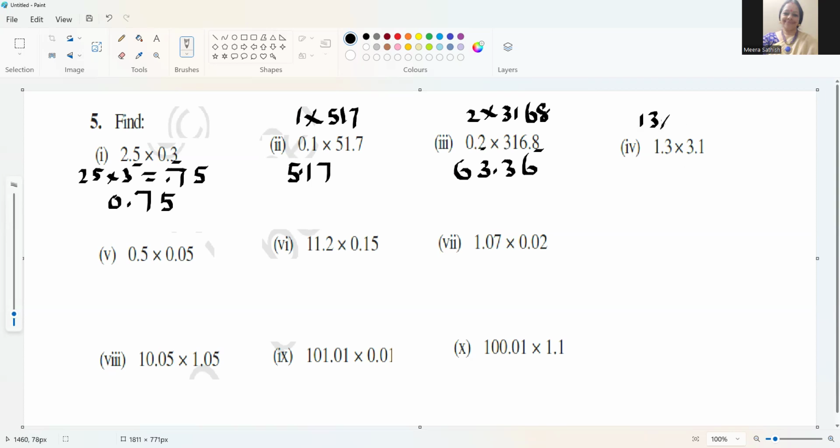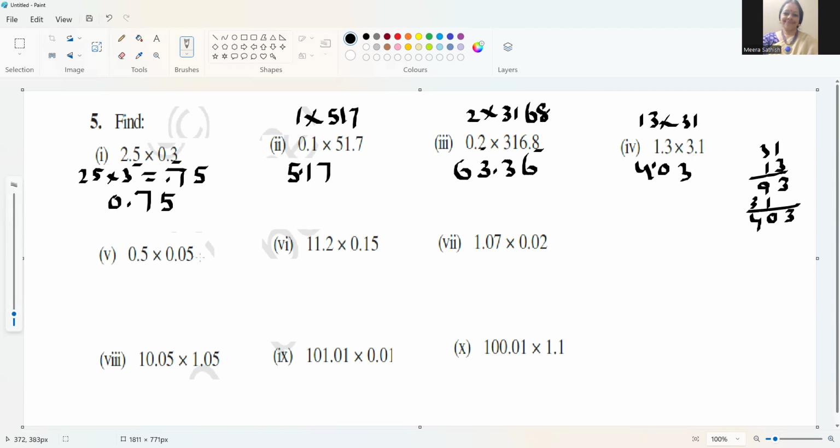Now 1.3 into 3.1. So 13 into 31. So let us multiply. 3 into 1, 3. 3 into 3, 9. 1 into 1, 1. 1 into 3, 3. 403. Two decimal places. So 4.03.